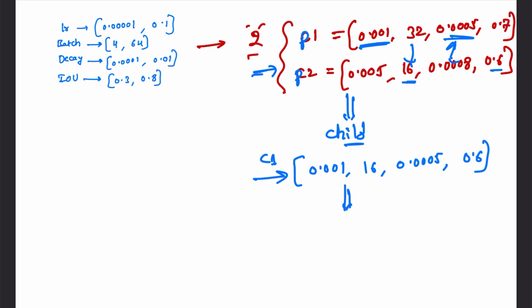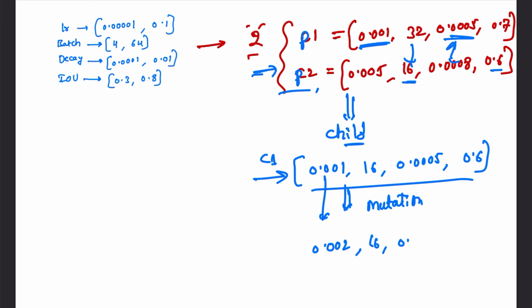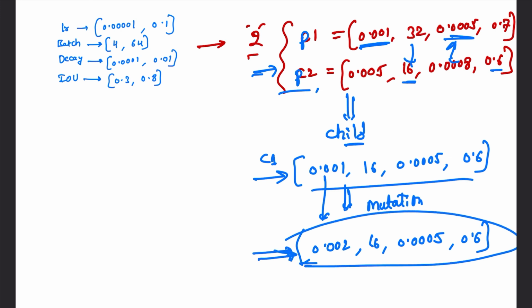After this, I will perform mutation. So there is a concept called mutation also. Mutation is actually random combination. Instead of taking this value, which is the combination of these two parents, I want to add some more randomness. So this one I will increase to 0.002. Remaining I will keep the same. This is actually randomness. So this process is called mutation and this is my final value. So I will train the model again on this final value.